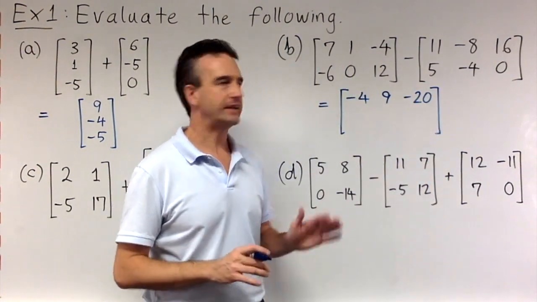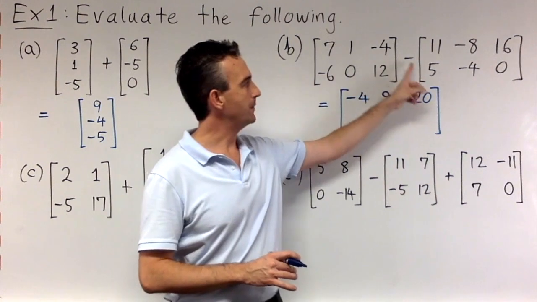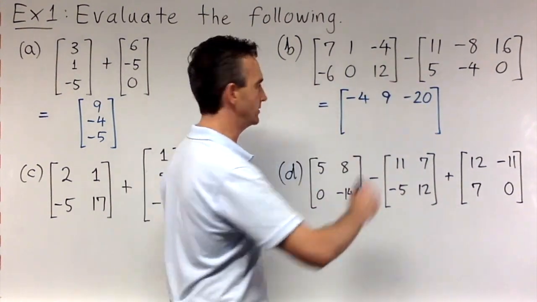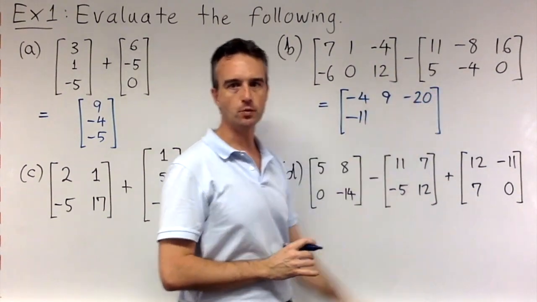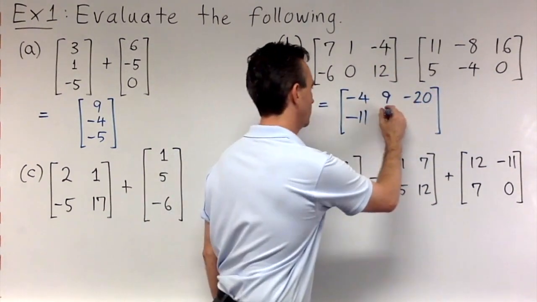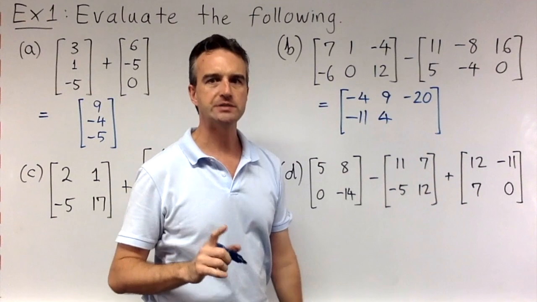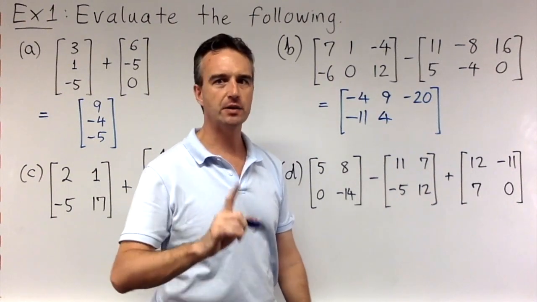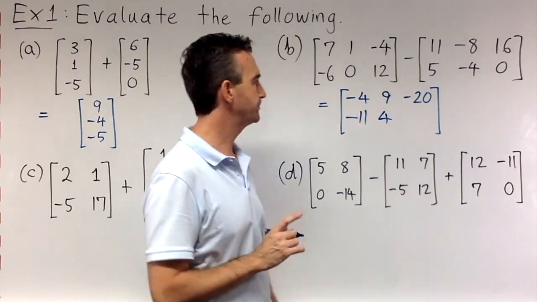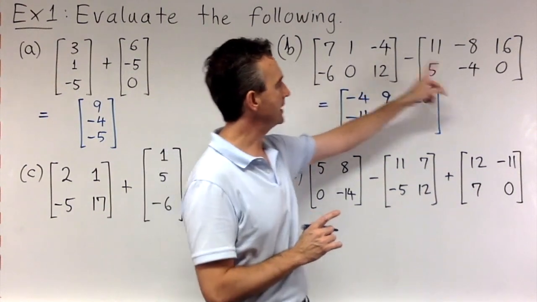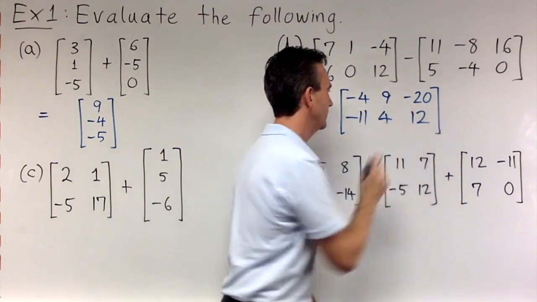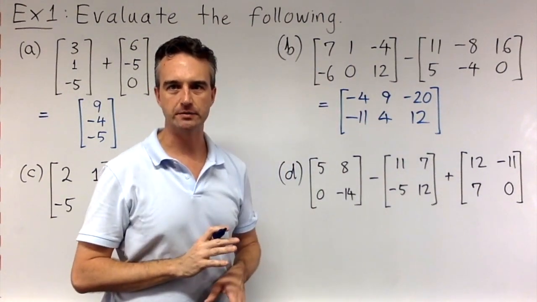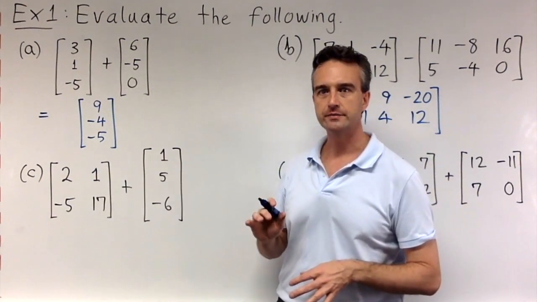Let's take a look at the second row. -6 minus 5 is -11. 0 minus -4 gives +4. Very important to watch out for the negatives because sometimes there are double negatives. It can get tricky. And finally, 12 minus 0 leaves 12. Here's our answer for the second one. Let's take a look at the third one.